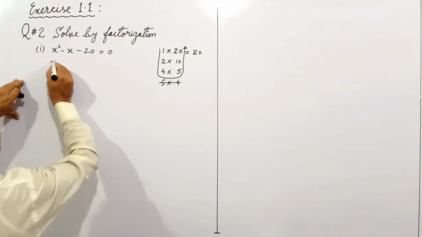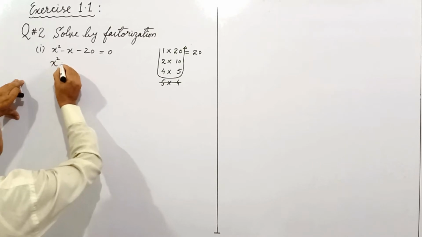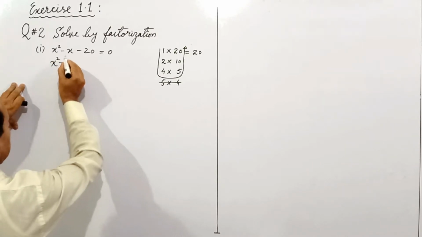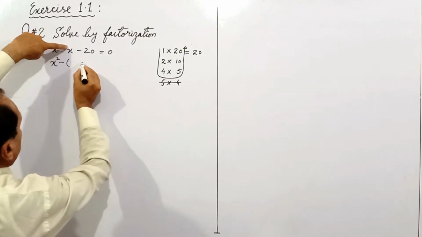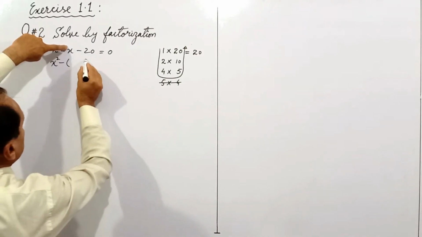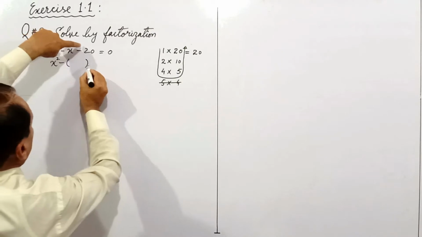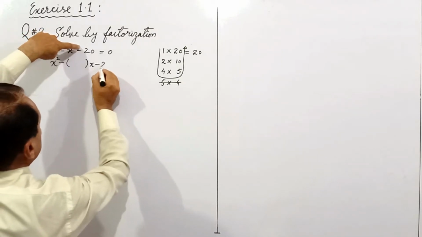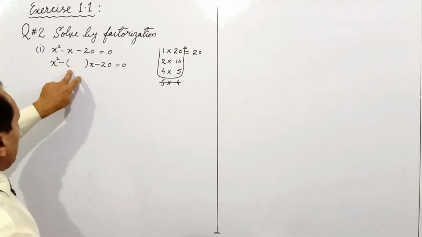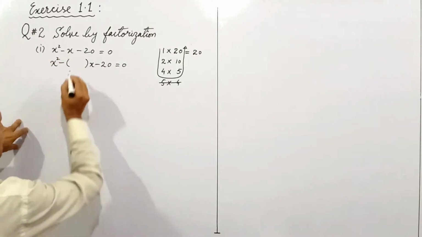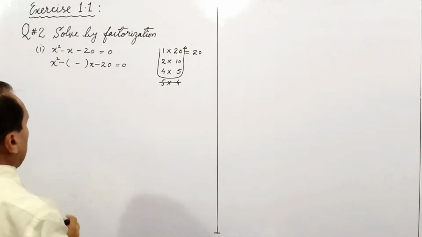Actually, we have to break the middle term coefficient. For this purpose, we put a bracket in place of 1, which is the middle term coefficient. x square minus bracket x minus 20 is equal to 0. In place of 1, we put a bracket. The last term sign, which is minus, we put in the middle of that bracket.